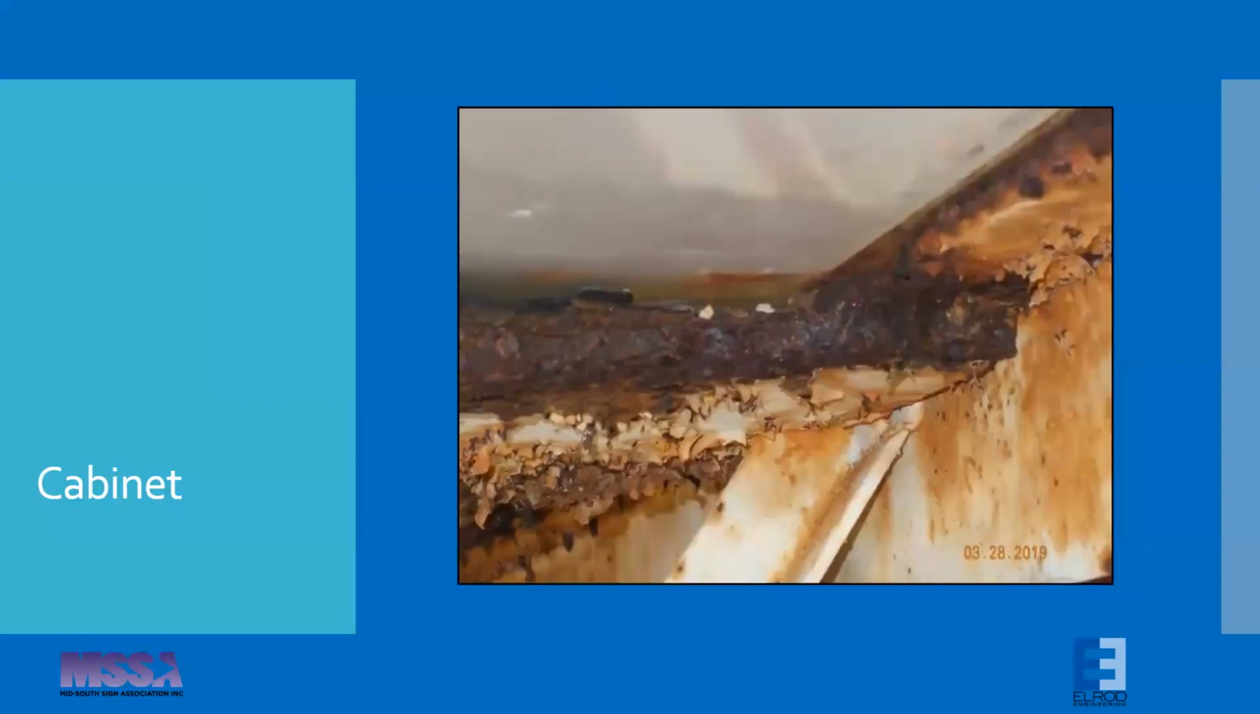Looking inside the cabinet, this is a tertiary steel member that's supporting the framing of the cabinet. And what you can see in this, particularly if you look in the center, is actual section loss of that framing member. The rust is actually eating through the metal, significantly weakening that structural member.